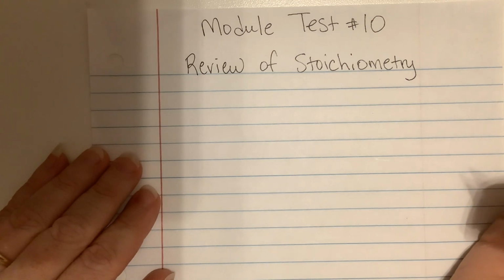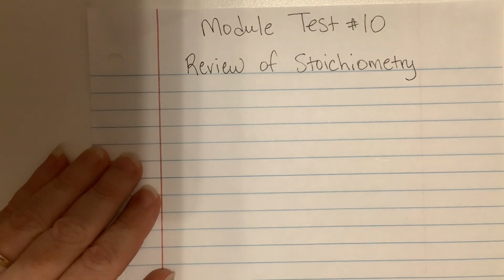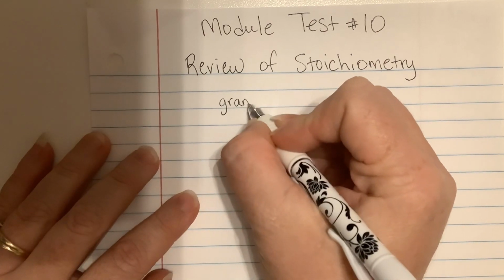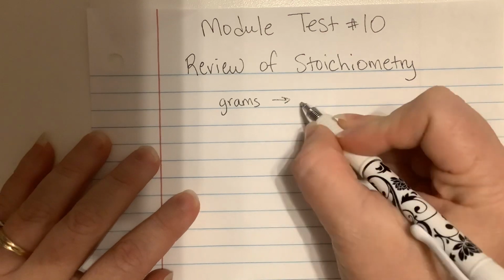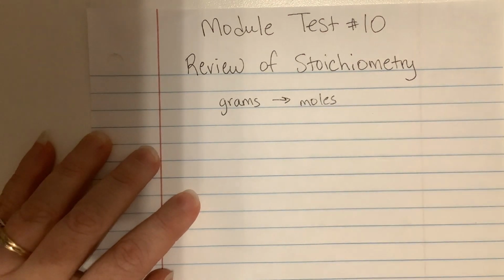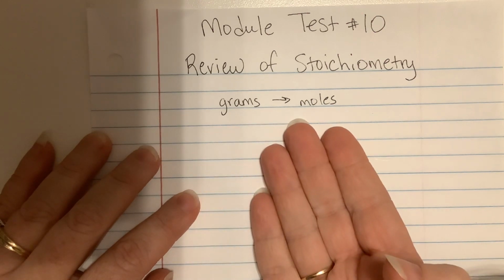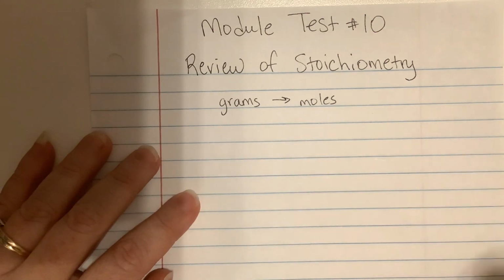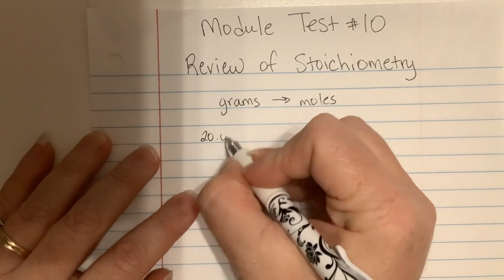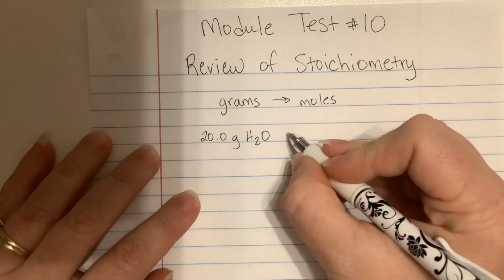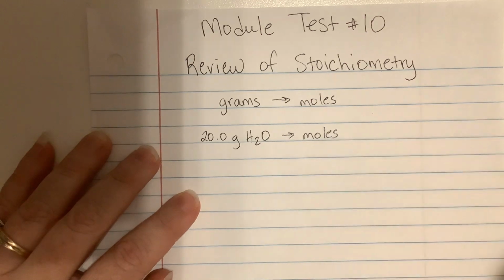Okay, review of stoichiometry. Stoichiometry, if you remember, is when we have grams of a substance and we want to turn it into moles. Basically that is the whole point of stoichiometry. We have a certain amount of something, perhaps we can weigh it, but we want to know how many moles. That's regular stoichiometry. So for example, let's say I had 20 grams of H2O, which we know is water, and I want to turn it into moles. How do I go about doing that?